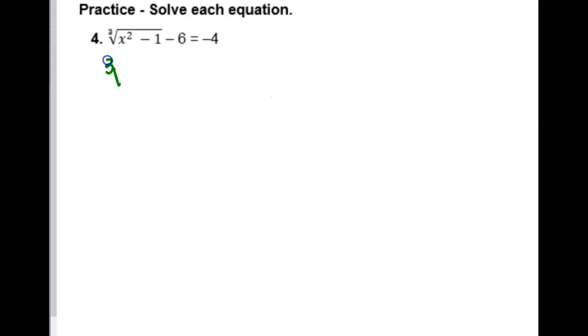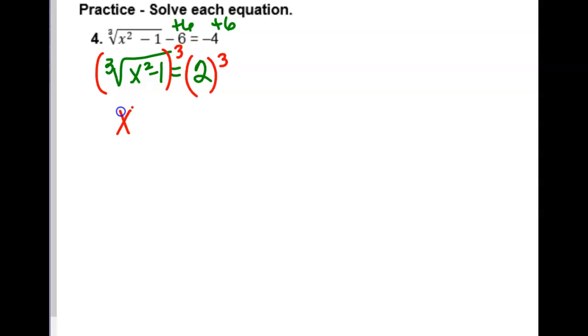You have this one. Cubed root of x squared minus 1 equals, what do I need to do? Add 6 over here so I get 2. Now what do I need to do? Cube both sides, and I will end up with what equation? X squared minus 1 equals 8. So x squared equals 9, which means x equals, be careful, it was an x squared, so it is plus or minus 3. Will they both check?